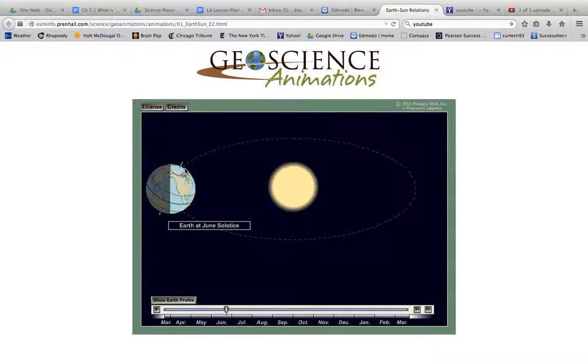The other thing I want to point out is this side here that's bright, that's daytime, and this side here is nighttime.